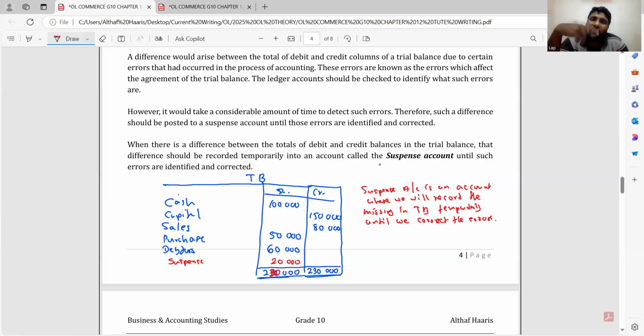Then after we correct all the errors, mistakes, can we have a balance in the suspense account? Can we have a suspense account? Can we have a balance in the suspense account, or can we have a suspense account once we correct all the errors?